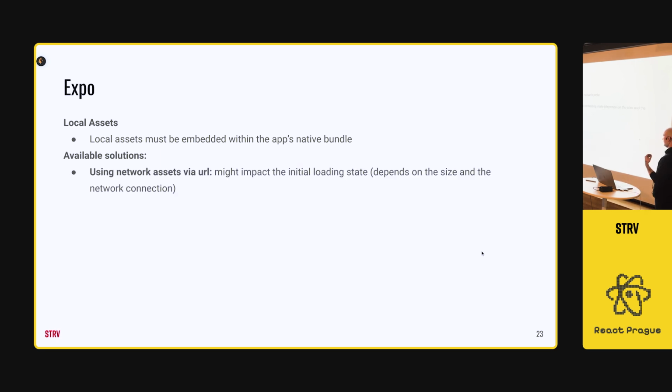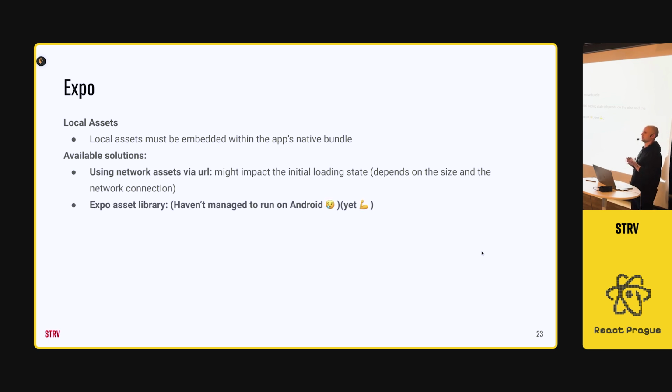First, we will go with network assets, but that can be affected by the network connection or by the file size itself. So you might need to add some additional loader that again can affect the whole user experience. Or you can go with libraries such as Expo Assets that allows you to use local assets without including them in the native files. But it hasn't worked on Android for me yet. I'm still working on that.